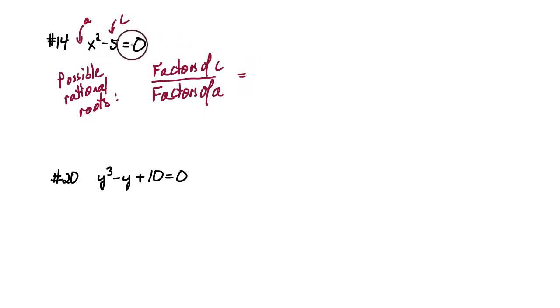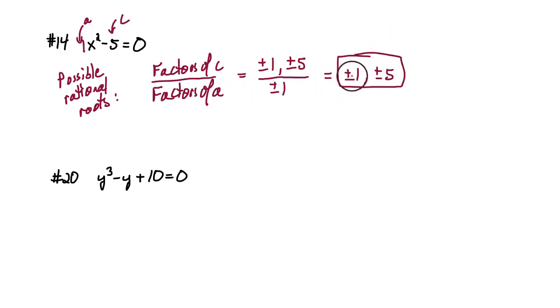So what are the factors of negative 5? Positive and negative 1 and positive and negative 5. These are all the numbers that divide into negative 5. Now what are the factors of the leading coefficient of 1? That's positive and negative 1. So what numbers do these possibilities produce? It makes positive or negative 1 and positive or negative 5. We're not saying that these are the answers to the equation. We're saying that if the equation has rational answers, they must come from this list.